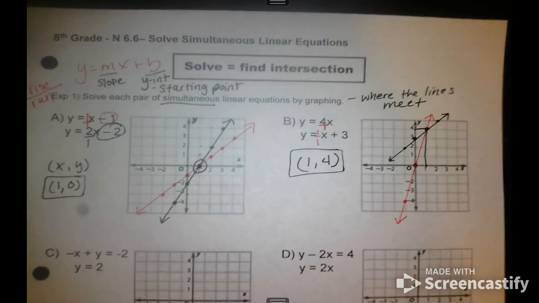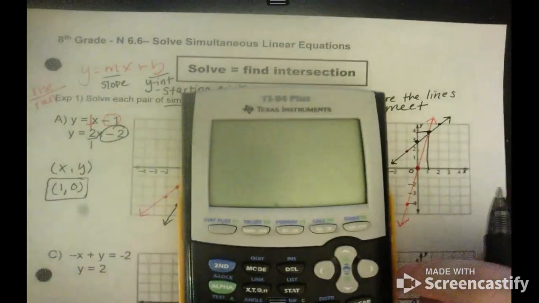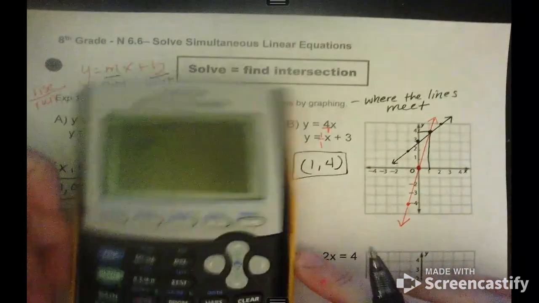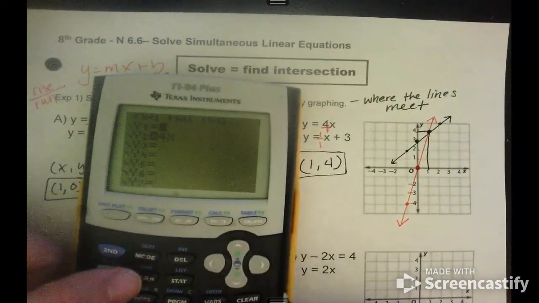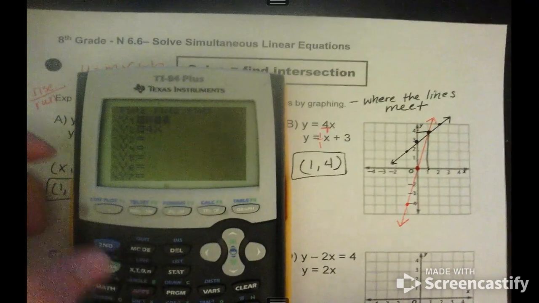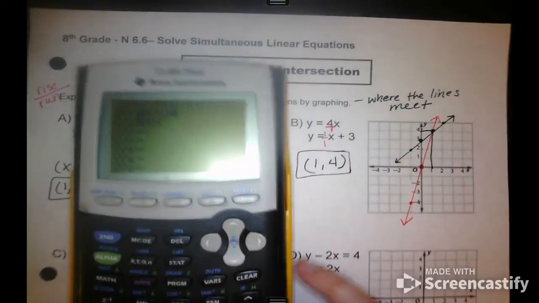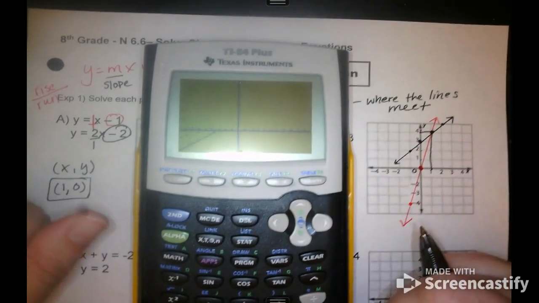Now, you could put this in your calculator, but here's the thing. Let me show you kind of what this looks like. So I could put y equals 4x, and y equals x plus 3. And then I could hit graph. I hate trying to show this to y'all with this. All right, then I hit graph.